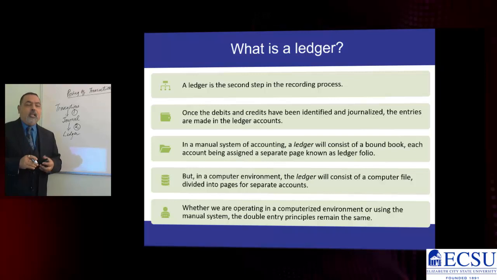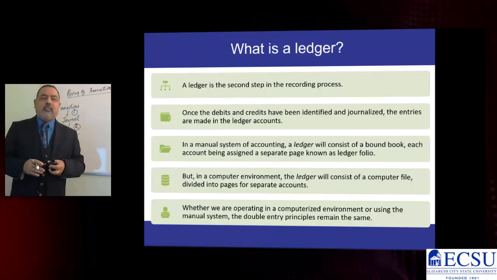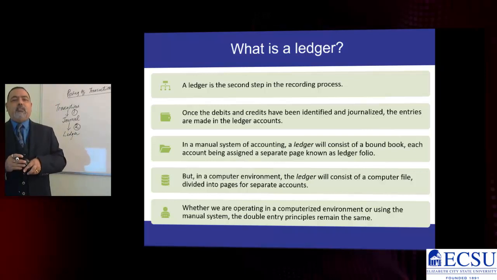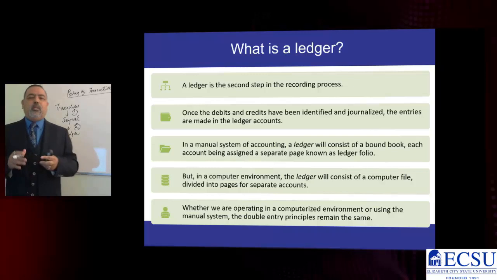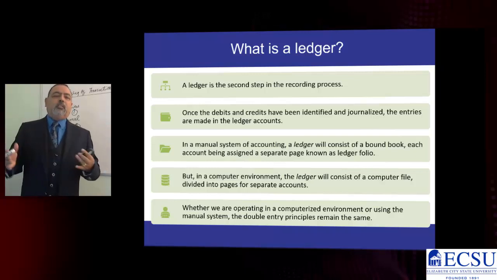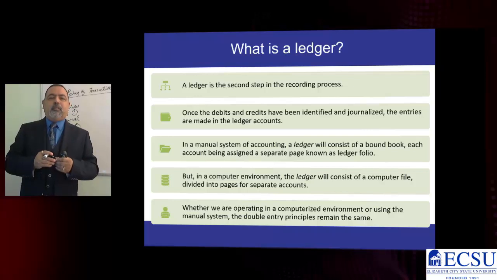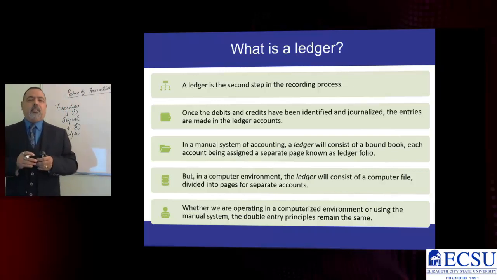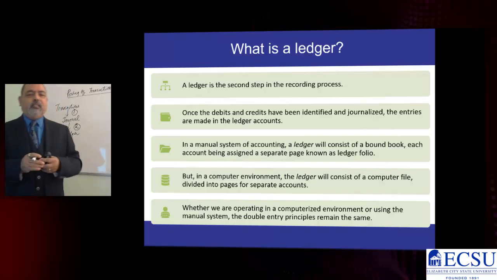ledger accounts. In a manual system of accounting, a ledger will consist of a bound book, each account being assigned to a separate page known as a ledger folio. So that's why sometimes you will see terminology like a folio. It essentially signifies on what page you will be able to find that particular account. So that is the ledger folio.